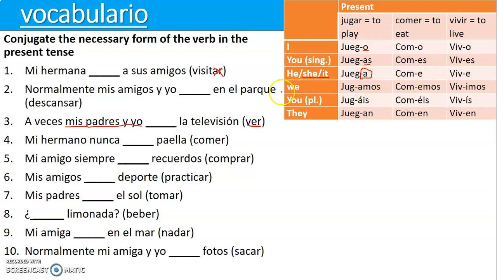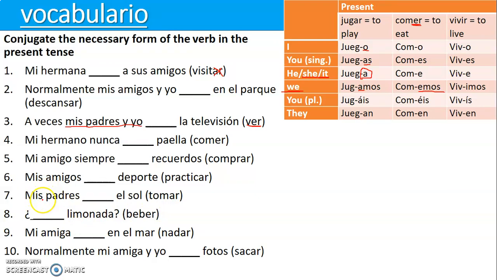So you look at this row here. You're not going to actually need this ending, because remember it's an ER verb, so you need this column here. So it's going to be a veces mis padres y yo vemos, because remember you take off the ER and add on emos. You're left with just vemos la televisión. And let's do one more together. Let's do this one, number 7.